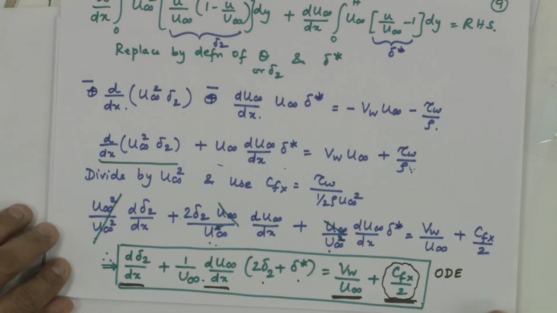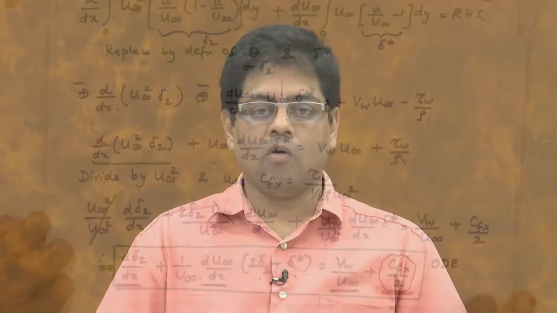In the last module, we looked at the integral momentum equation and applied it to the case of flow over a flat plate with no suction or blowing, which means uw is equal to 0, and constant free stream velocity, which means du infinity by dx is equal to 0. That means the integrated momentum equation became d delta 2 by dx is equal to cfx by 2.